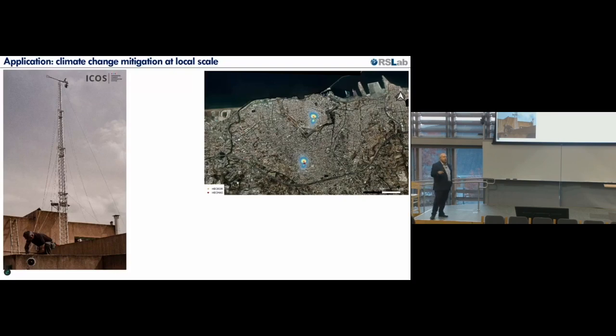And all over Europe, there are only 7 urban flux towers labeled by ICOS, because the labeling procedure is very difficult. You should have super data quality to get the label by ICOS. And I'm proud to say that we run 2 out of the 7 European urban flux towers.